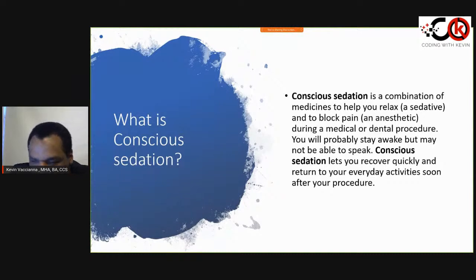Conscious sedation is a combination of medicines to help you relax. It's a sedative and is used to block pain. An anesthetic during a medical or dental procedure is usually utilized. You will probably be staying awake when conscious sedation is given. All right, you may not be able to speak. However, conscious sedation lets you recover quickly and return to your everyday activities soon after your procedure. You see that often in the ER, emergency rooms.